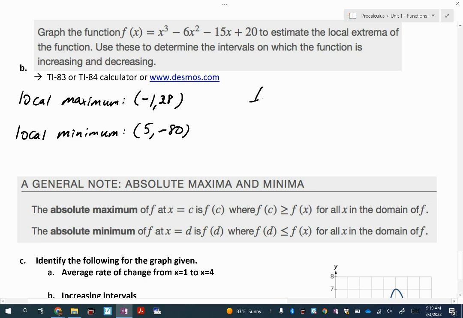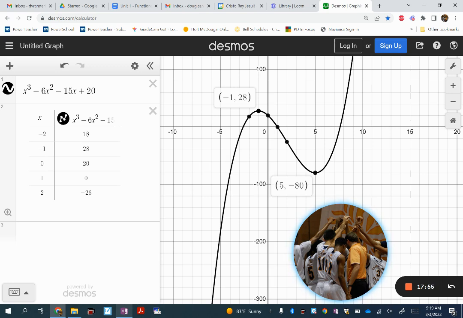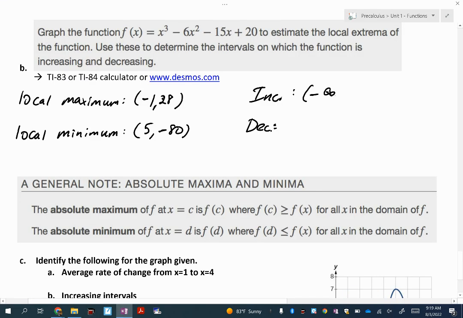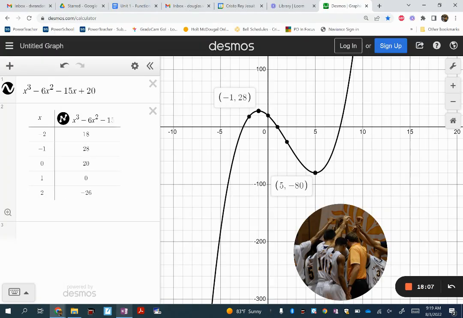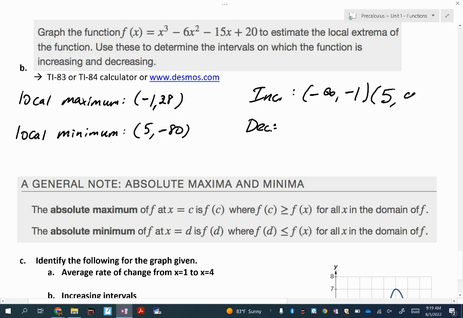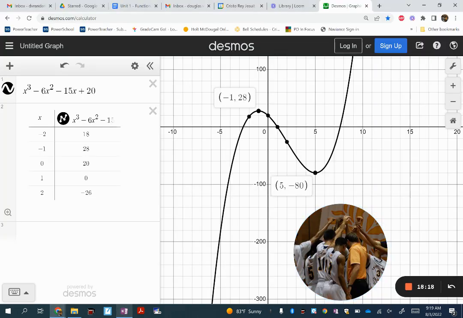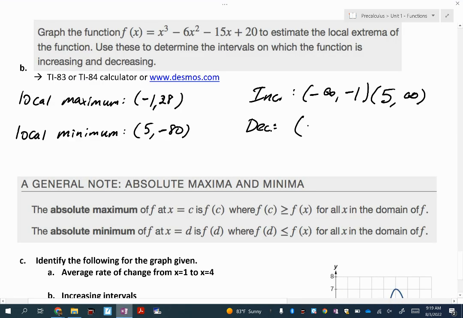All right. And then in terms of my intervals where the function is increasing and decreasing, as I said, we're increasing from the very beginning. So I'm going to be going from negative infinity to negative 1. And then I'm also increasing from 5 to infinity. So I'm increasing for pretty much the entire function, except for that middle piece between negative 1 and positive 5, and it's all about the x values, where the function is decreasing.